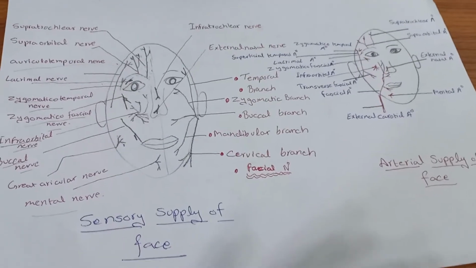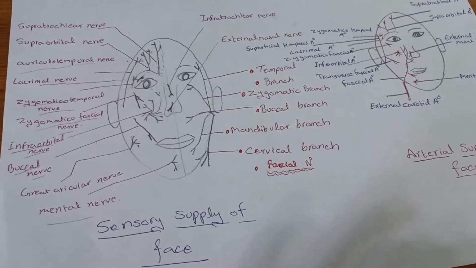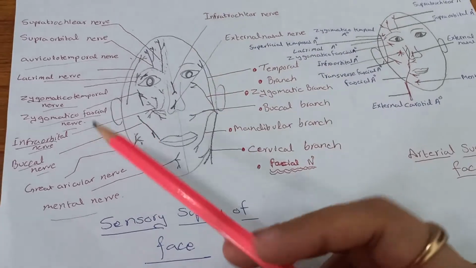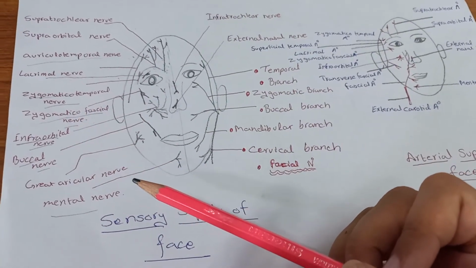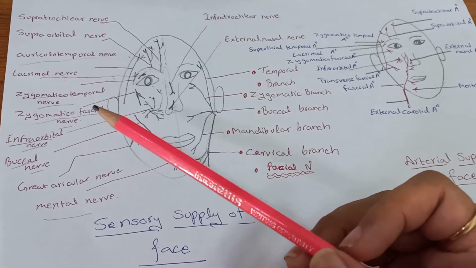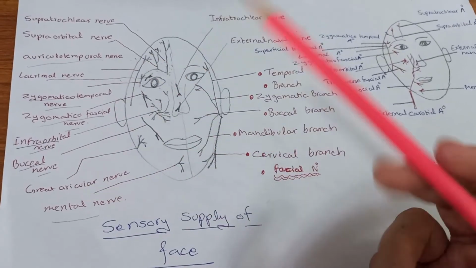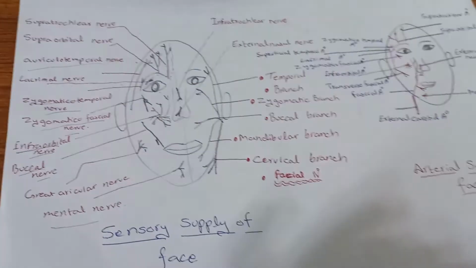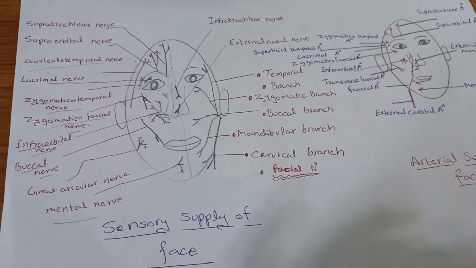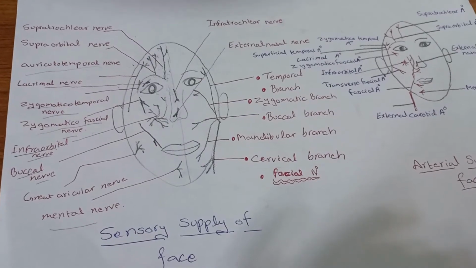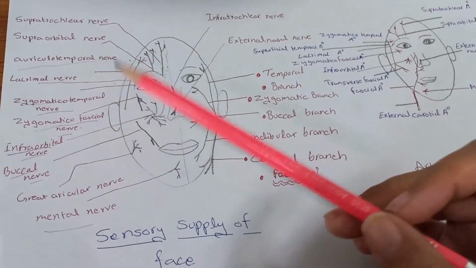Now comes the third division, that is the mandibular nerve. The mandibular nerve gives 3 branches: buccal nerve, mental nerve, and auriculotemporal nerve. This is the auriculotemporal nerve. So these 3 branches are given by the mandibular nerve. The mandibular nerve innervates the skin of the lower lip, lower part of the face, temporal region, and part of the auricle. Then it passes upward to the side of the scalp.